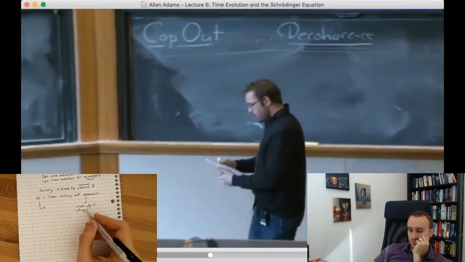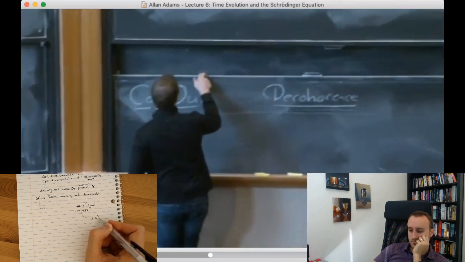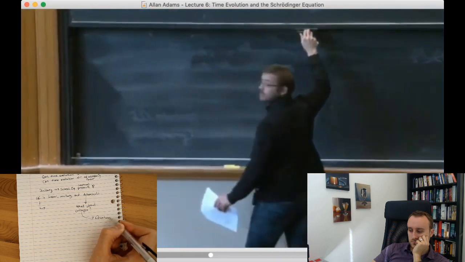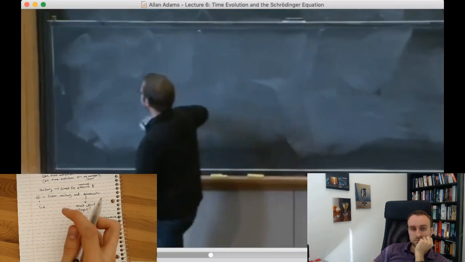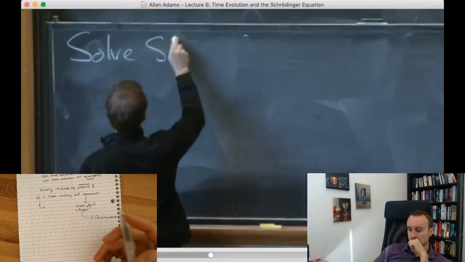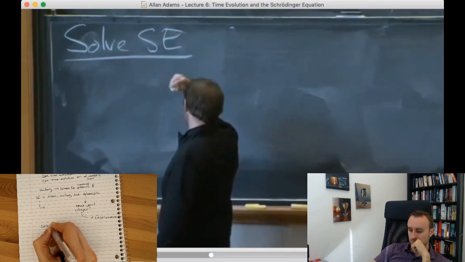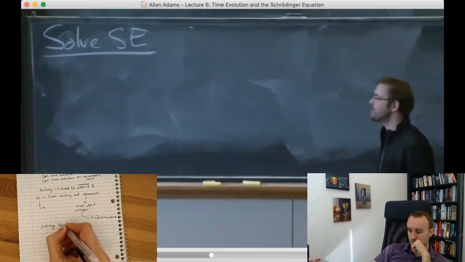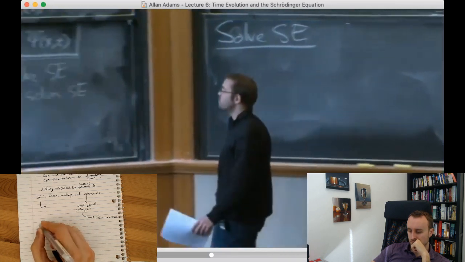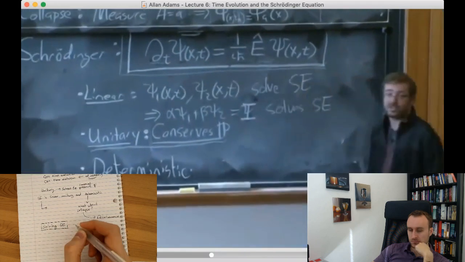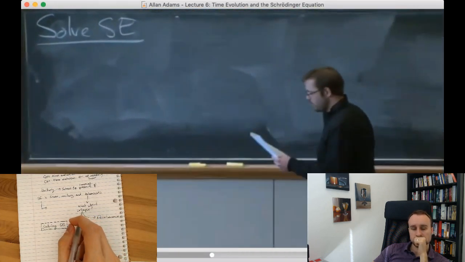Okay, so let's go on to solving the Schrödinger equation. What I want to do for the rest of today is talk about solving the Schrödinger equation. When we say solving the Schrödinger equation, the first thing we should realize is that at the end of the day, the Schrödinger equation is just some differential equation. And in fact, it's a particularly easy differential equation. It's a first-order linear differential equation, right? We know how to solve those.